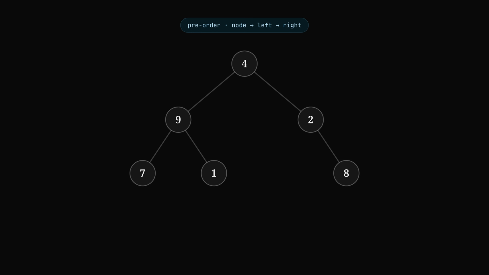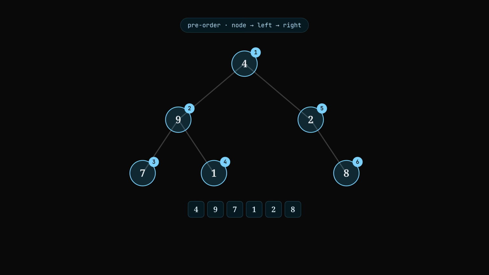Node, left, right, visit 4. Then the entire left subtree, 9, 7, 1. Then the right, 2, 8. 4, 9, 7, 1, 2, 8. Parents before children, top down.